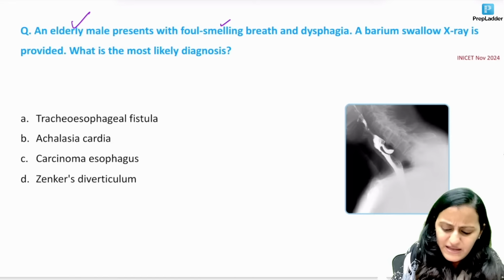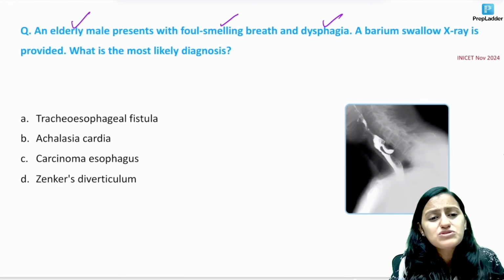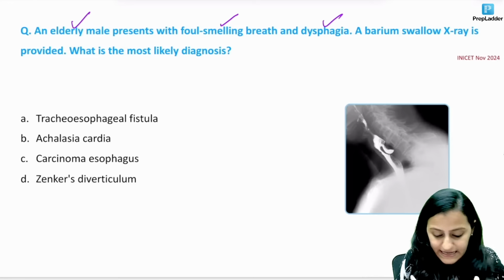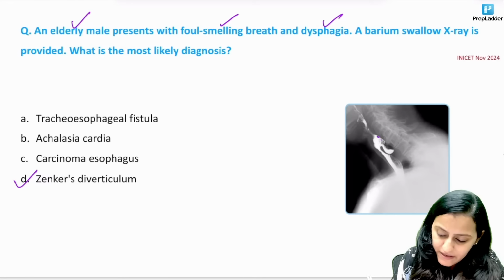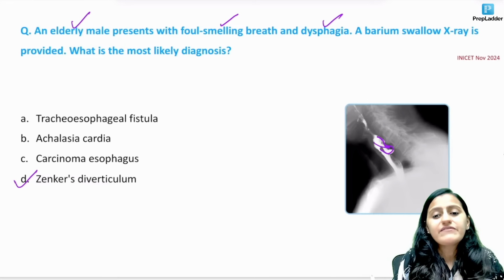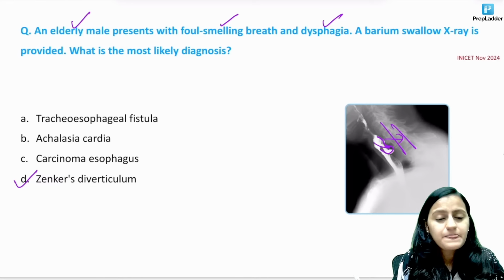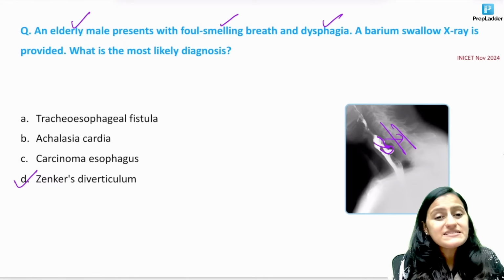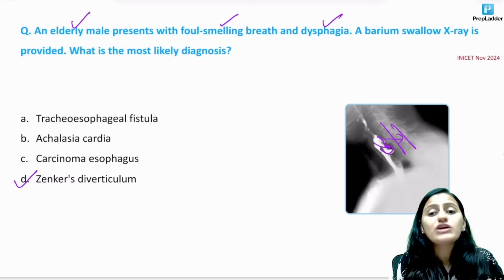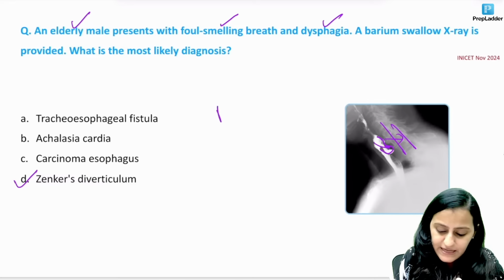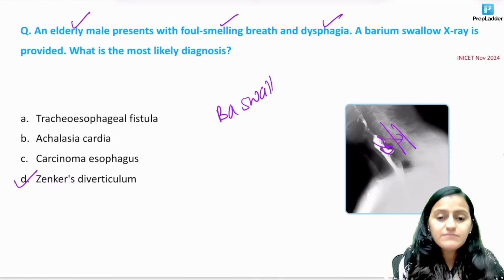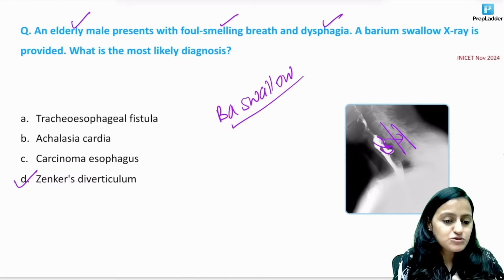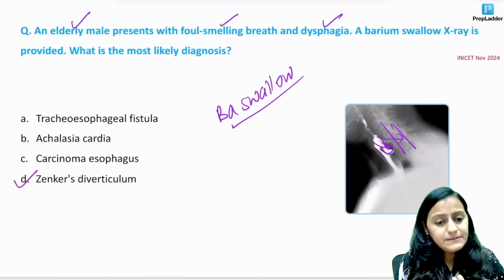Elderly patient with halitosis, dysphagia. Gives you the clue. We are thinking of Zenker's diverticulum, upper esophagus, posterior diverticulum going towards the vertebra. This is Zenker's diverticulum, right? What is the best investigation for Zenker's? It's not endoscopy क्योंकि perforation हो सकता है. It is barium swallow. Okay, it is barium swallow. ठीक है? Right?